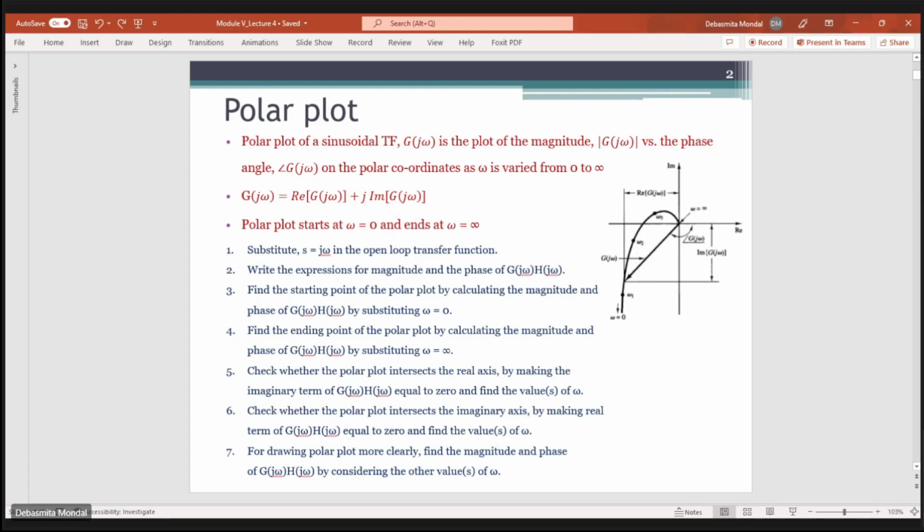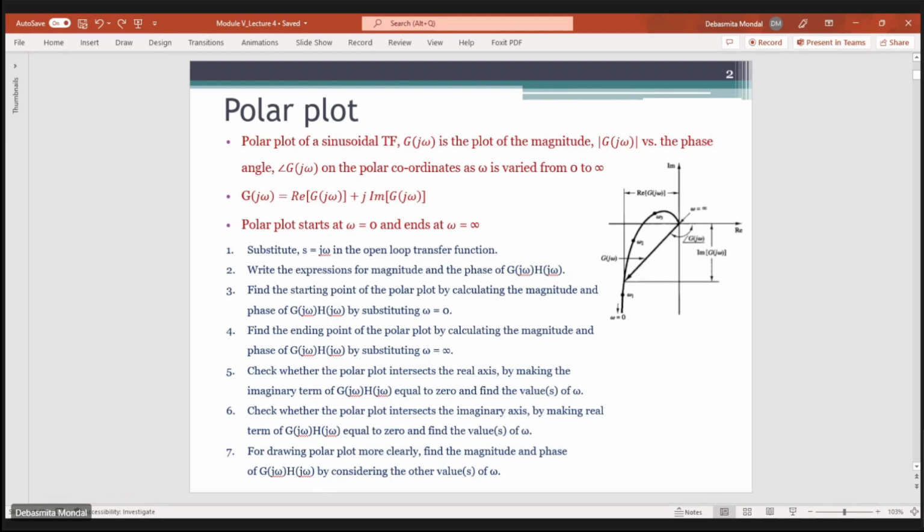So the first one that we talked about was the Bode plot, right? In the Bode plot, we have two different plots. We have a magnitude plot, which plots the log magnitude of the given transfer function in dB on the y-axis, and on the x-axis we plot it with respect to omega, that is the frequency.